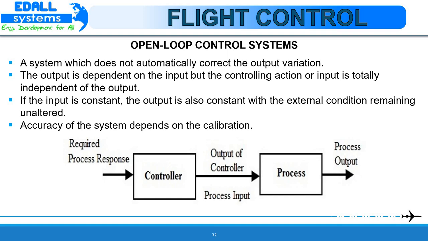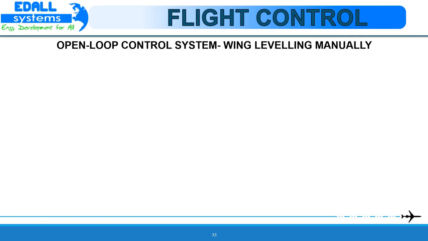Such systems give inaccurate results if there are variations in the external environment, as the system cannot sense the environmental changes. Similarly, they cannot sense internal disturbances in the system up to the controller stage. To maintain the quality and accuracy, recalibration of the controller is necessary from time to time. We have an example of an open loop control system, which is wing leveling manually.